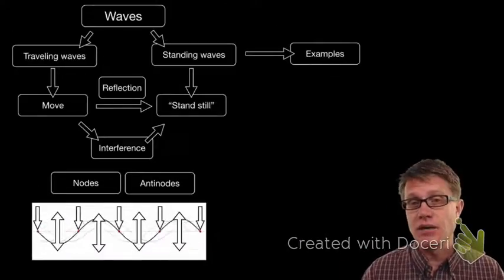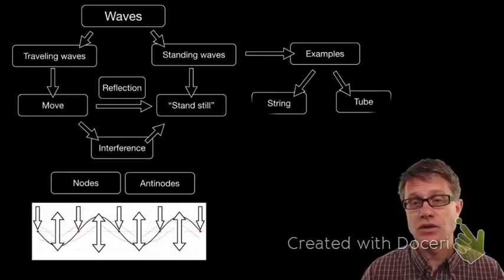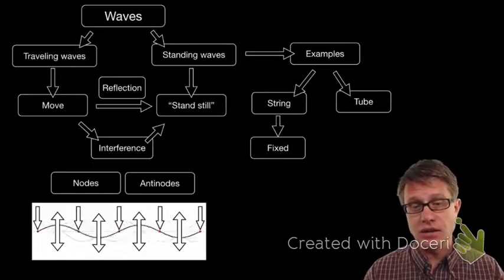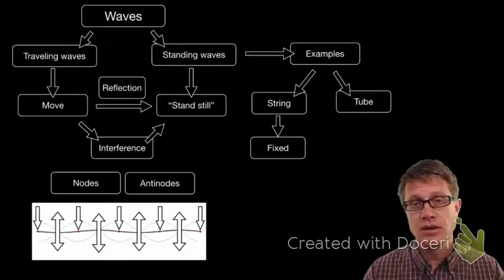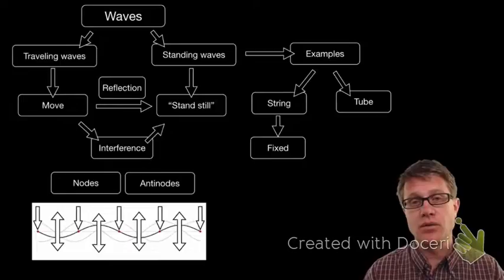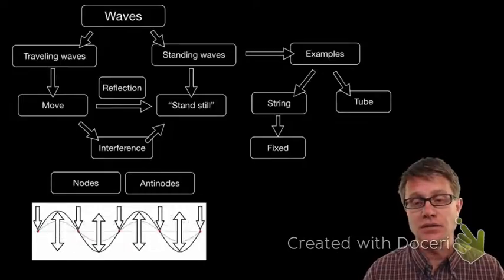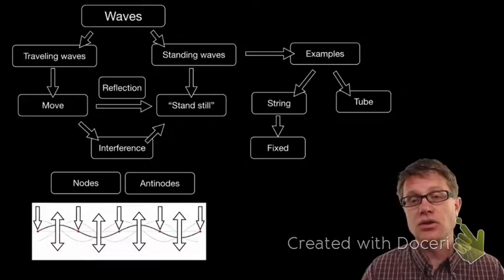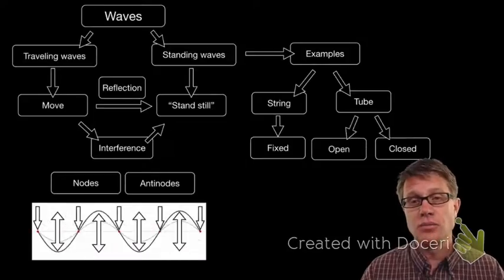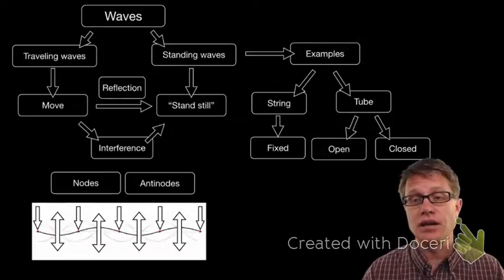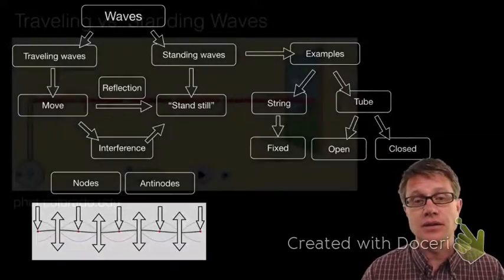An example of this can be found in instruments. A string instrument is fixed at either end, and this animation is a good example of that. It's fixed on either end, and as the waves bounce back and forth, you create these standing waves. If we shorten that, like on a guitar, then we can get different pitches. A tube is going to be the same way. A tube could be open on both ends like a flute, or it could be closed on one end like a vuvuzela, and that's going to create these standing waves as well.